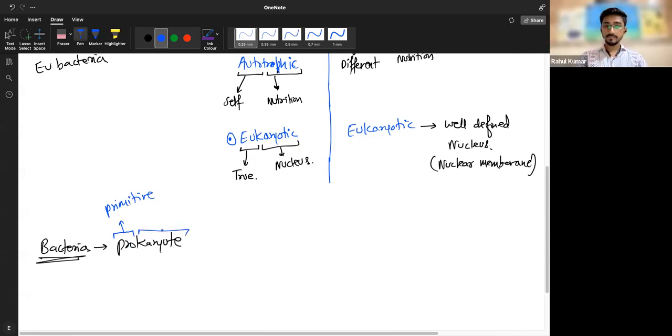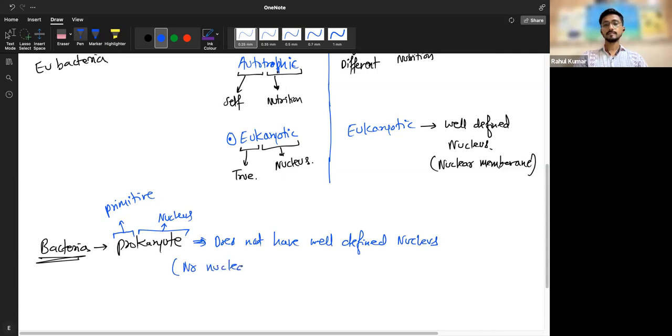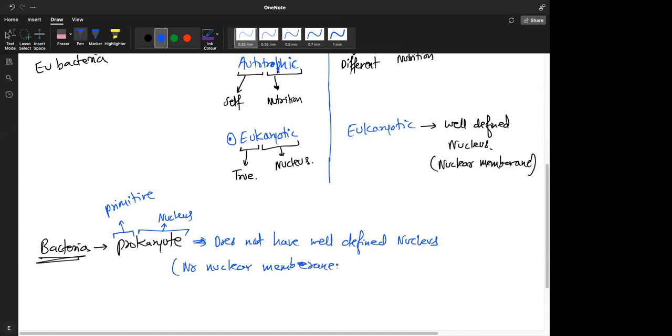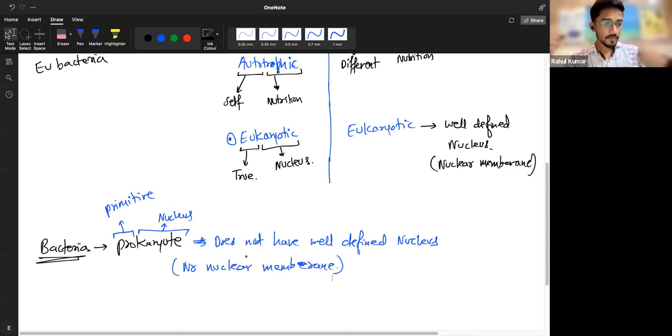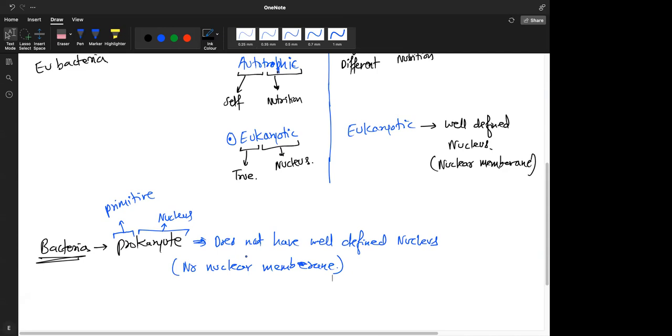And karyon means nucleus. So primitive nucleus. You are very well correct. It does not have a well-defined nucleus, which means no nuclear membrane, right? So far, so good. You are understanding this?